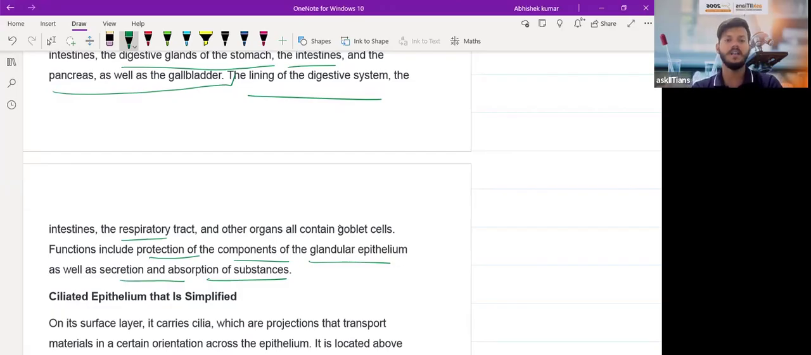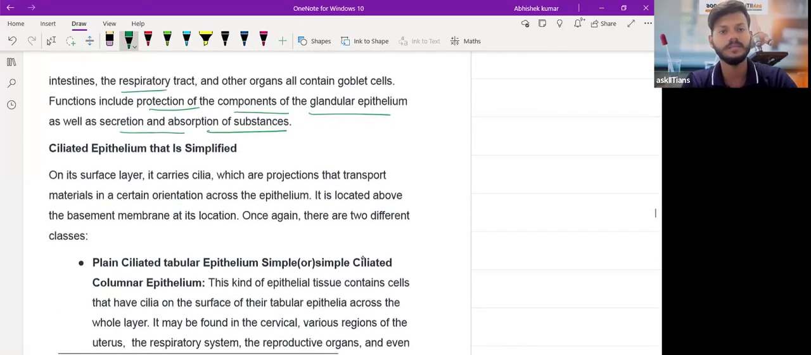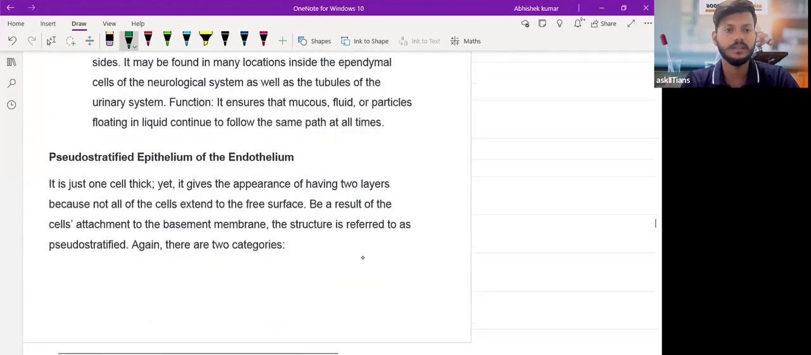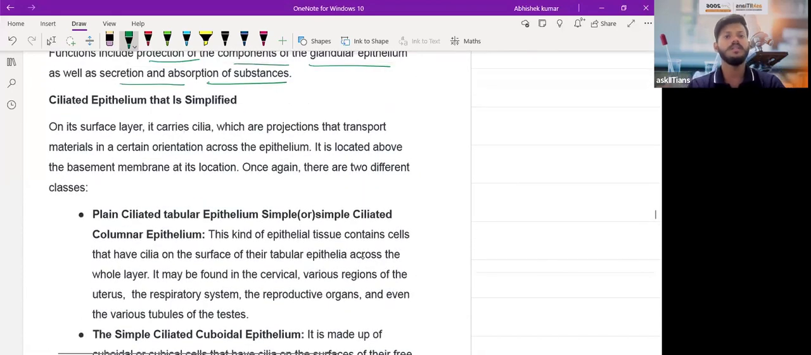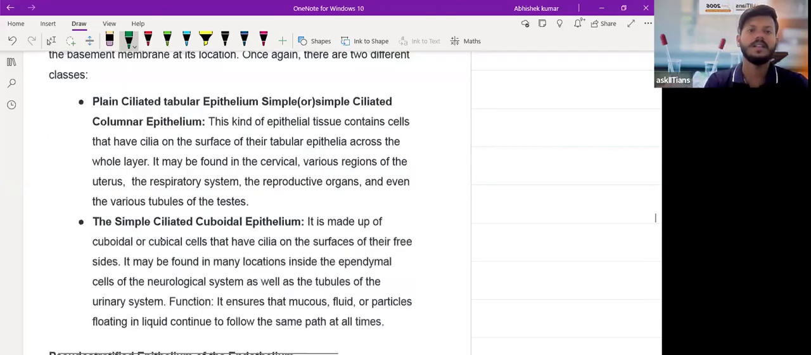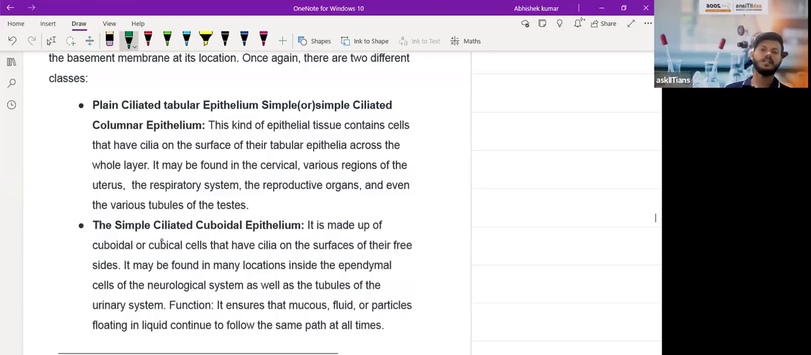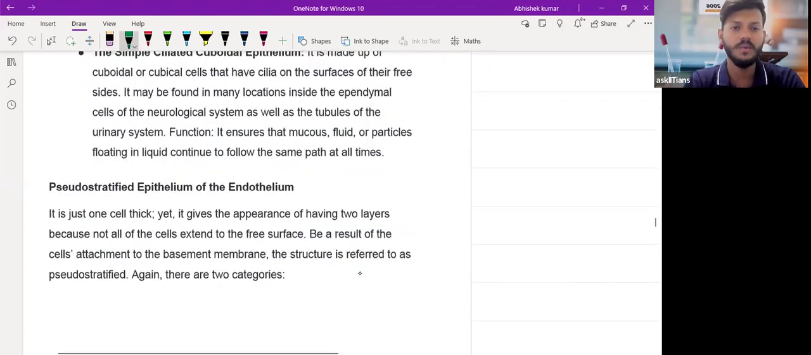Then we have ciliated epithelium, which is simple. On its surface, it carries cilia, which are projections that transport material in a certain direction across your epithelium. There are also two types, plain and simple. They have ciliated and epithelial cells, and they have cuboidal cells, and their function is to release the mucus, and they have the cilia for the movement of the mucus.